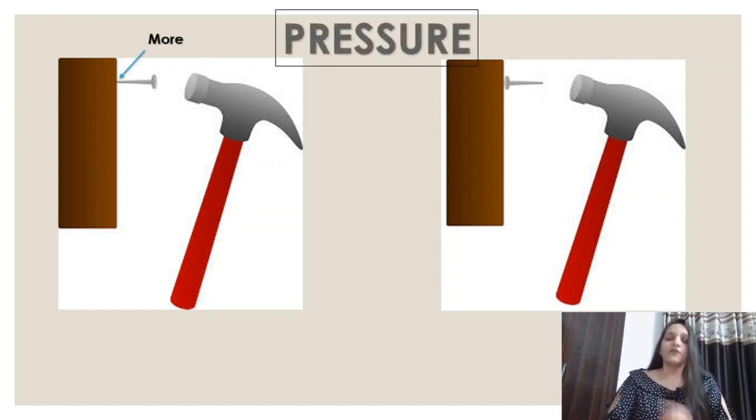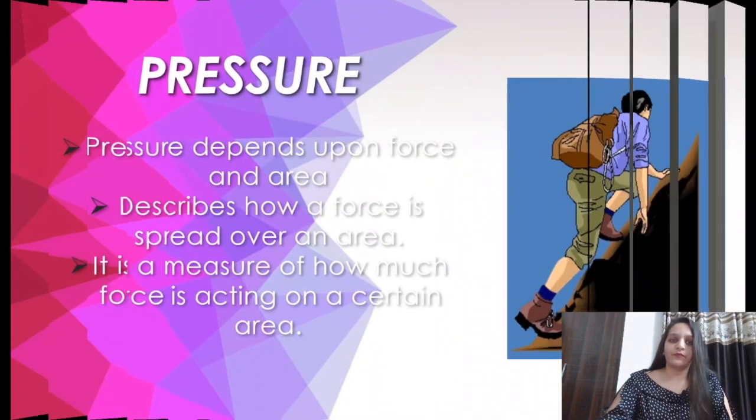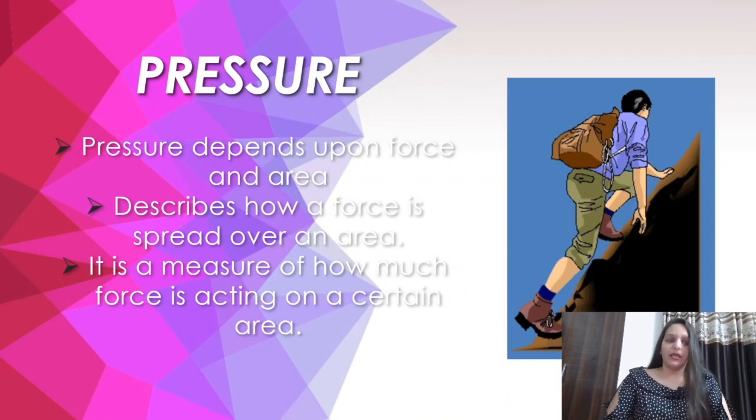In the first case, the pressure is high as the area of contact was small compared to the second case. The smaller area causes the increase of the pressure, and in the second case, the area was more. Now let's understand how pressure is related to it. First of all, pressure depends upon two factors: the force and the area. Another point about pressure is that it describes how a force is spread over an area. That is how we can say that force and area are related. It is a measure of how much force is acting on a certain area.